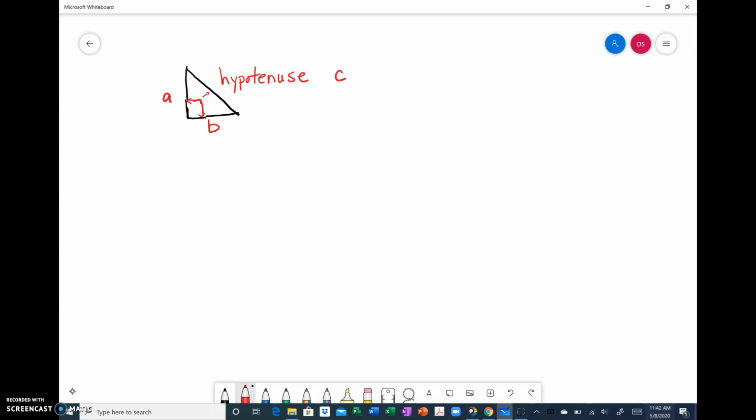So what is the Pythagorean theorem? It is a squared. That's why the key concept said the sum of the squares of the lengths of the legs. So when I square the lengths of the legs, I have a squared plus b squared. And following along with the definition in the key concept box, the sum of the squares of the lengths of the legs equals the square of the length of the hypotenuse.